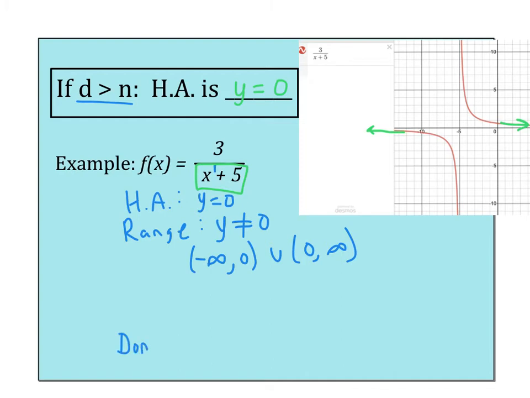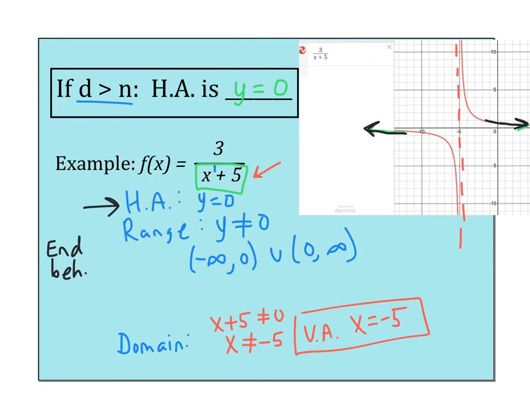Domain, just as a review, right? Domain deals with what makes the function undefined. So in this case, since it's a rational function, x plus 5 being in the denominator cannot be 0. So if we wanted to solve that, we would get that x cannot equal negative 5. That's going to be the vertical asymptote. You see that on the graph right through here. That blocks the graph from going through that x value.